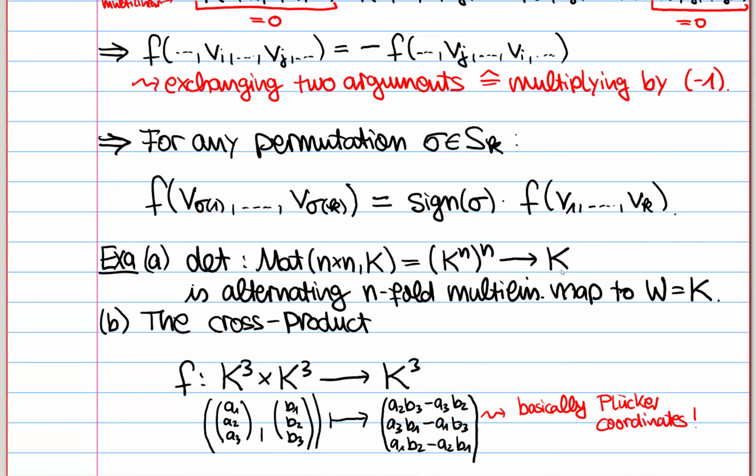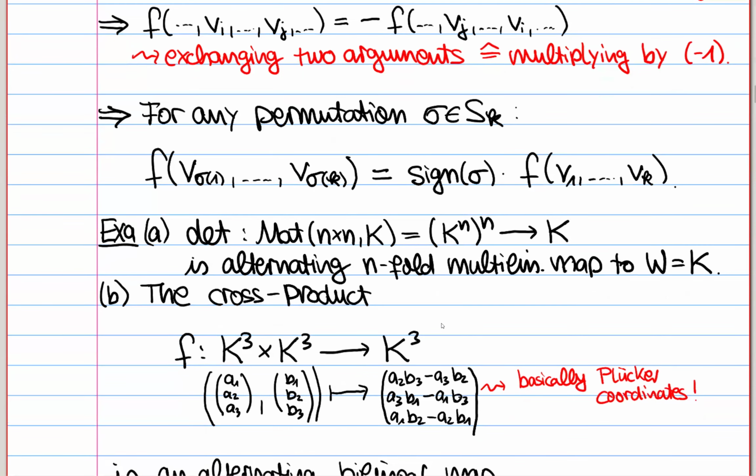And it's also alternating because, of course, if you have two times the same row, then the matrix cannot have full rank. You have wasted one of the rows there. So the determinant is 0. And so this is the alternating property. And so this is a prime example of such an alternating multilinear map.